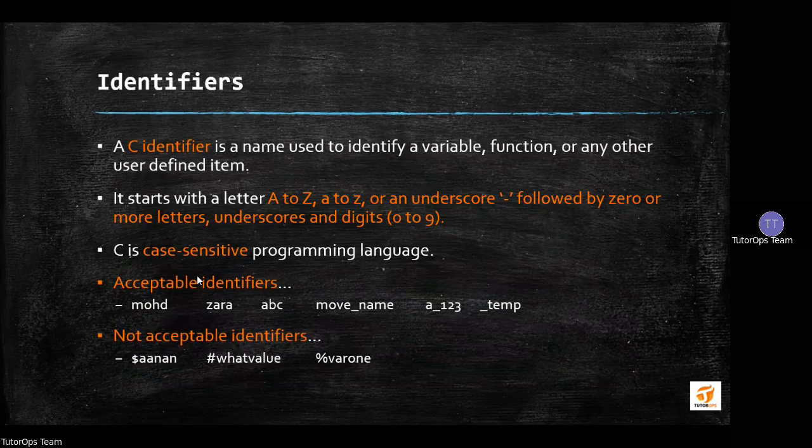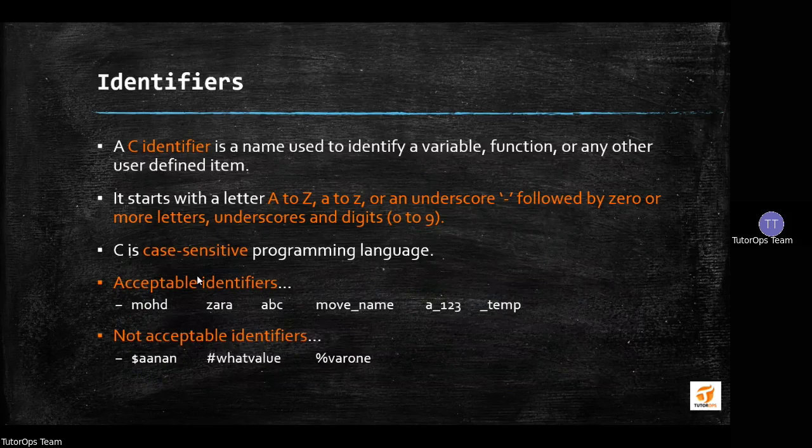C is a case sensitive programming language. So if you write any identifier with a capital letter, then you have to call that identifier in your code with the capital letter only. If you are using small letters, and you think you can call that with a capital letter, it will not work. So C is a case sensitive programming language.